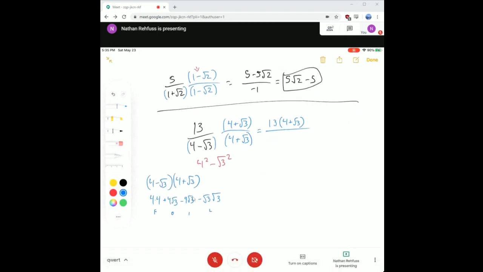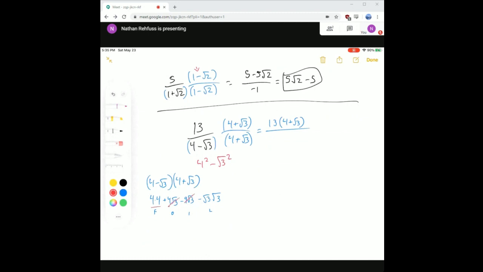And just like I said, these 2 terms cancel out, 4 root 3 and negative 4 root 3, and we're just left with a 4 squared here and a negative root 3 squared here. Well, root 3 squared is 3, so 16 minus 3 is 13, and this is the cute bit that I set up at the beginning of the problem. The 13s cancel, and our final answer is just 4 plus root 3. Isn't that nice? So that is how you get a 2-term expression with radicals in it out of a denominator.